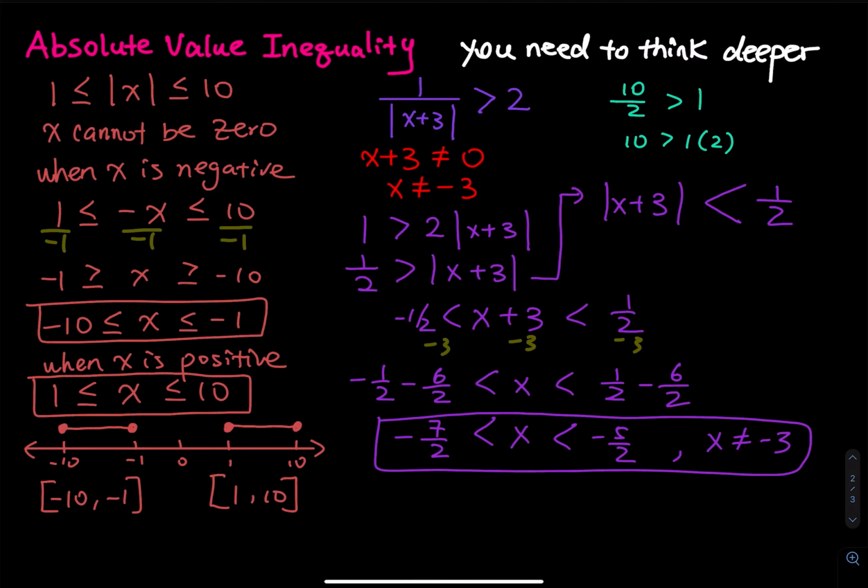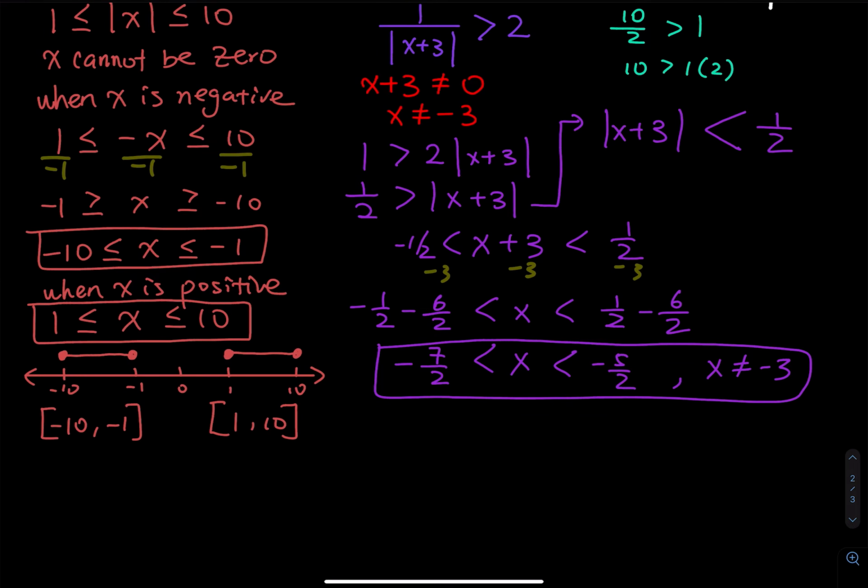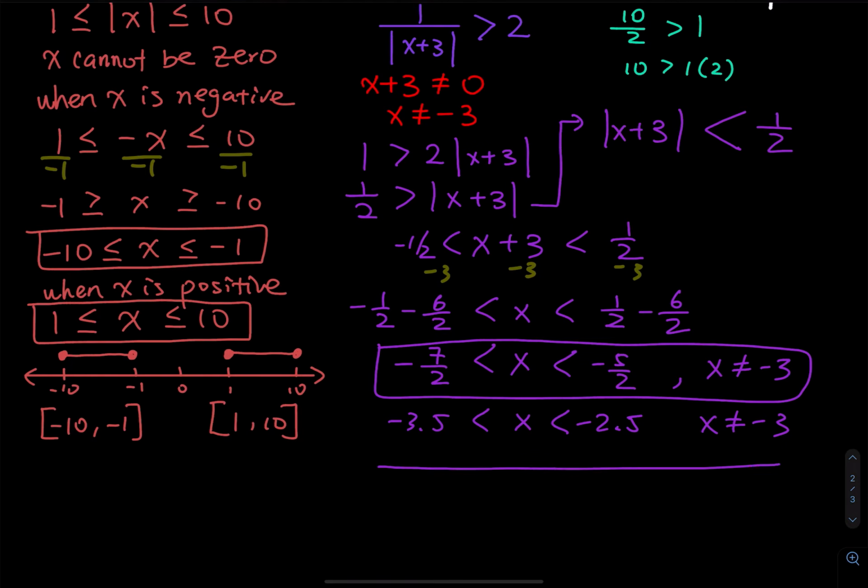So that's why I said, for reporting answers online, that's it. But to understand this better, it is better to approximate them to decimals. So this is negative 3.5 less than x less than negative 2.5, and x cannot be equal to negative 3. So let's put this on a number line. I think it is even better to put this restriction in red.